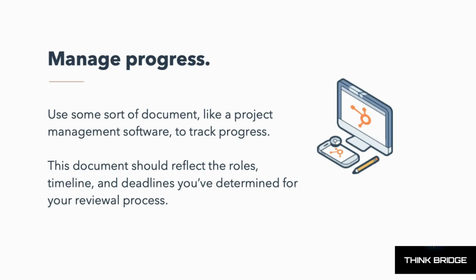This document should reflect the roles, timeline, and deadlines you've determined for your review process. Since you could have a team of people working together on a final product, tracking the review progress provides transparency across the team and keeps all stakeholders on the same page. It also allows for agility so that you can remain flexible and adjust deadlines if need be.